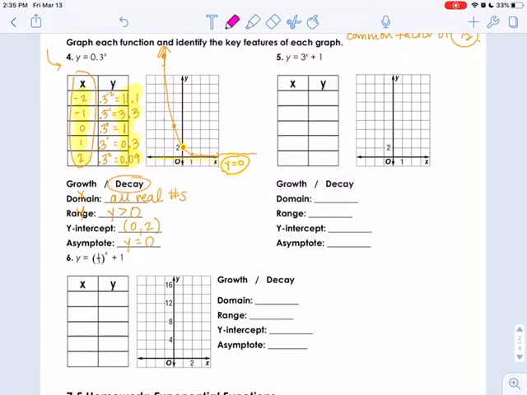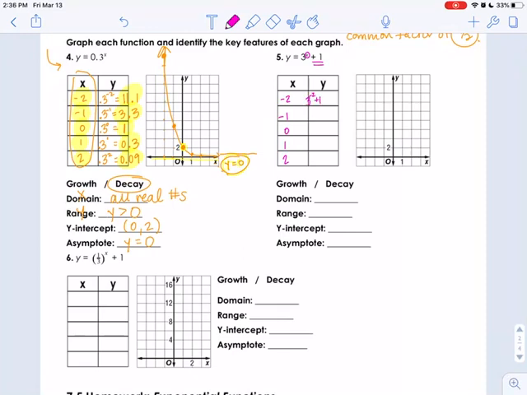Okay, so let's take a look at the next one. Here I have y equals 3^x plus 1. So this is a different example. We have a plus 1 on the end. So I'm going to use my same values, -2, -1, 0, 1, and 2. And this time I'm going to do the same thing. I'm going to plug it in for x, but I'm going to add a 1 at the end.